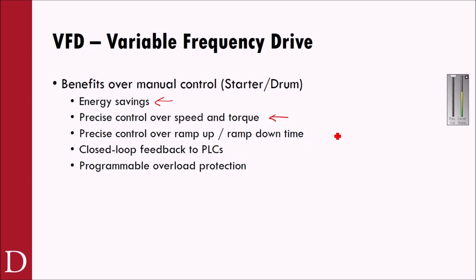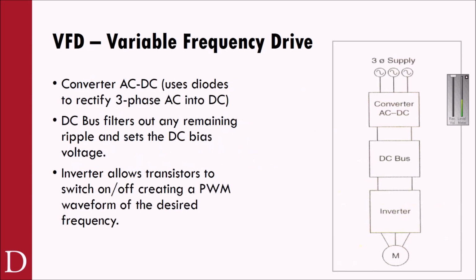So that goes back to that ramp up, ramp down time, closed loop feedback to the PLC. I can send a signal back to a PLC telling the PLC, hey, look, you told me to go 1800 RPMs. I'm only going 1750. The PLC then can do a PID algorithm to determine how to close that gap. I also have programmable overload protection. So I can set in there motor nameplate data and have the VFD monitor for overload conditions, over voltage, over current, all kinds of different features there.